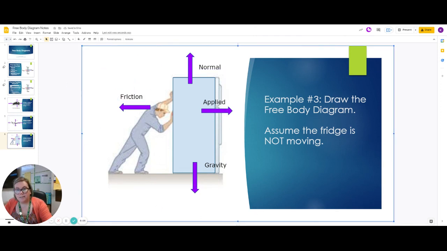Now, thinking about this one, we have nothing moving. So our arrows are going to stay the same size. This is a balanced force situation. So the arrows are going to stay the same size. Basically his applied force and the friction of that fridge are equal, which is why he can't get it to move.